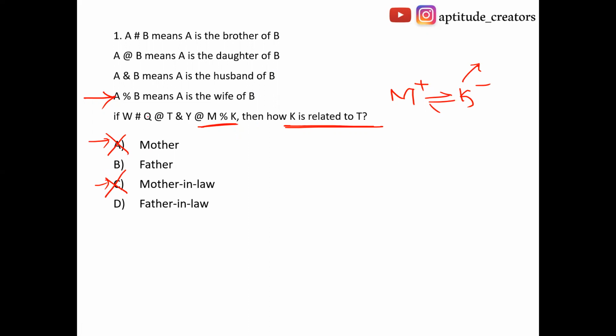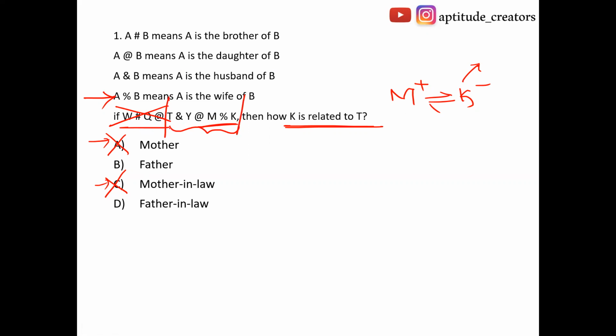Okay. Now here no need to calculate these two symbols, this part. Because the question will give you this only to waste your time in the exam. So what you have to do, you have to calculate this part only. Okay, the person is asking only how K is related to T. Correct?